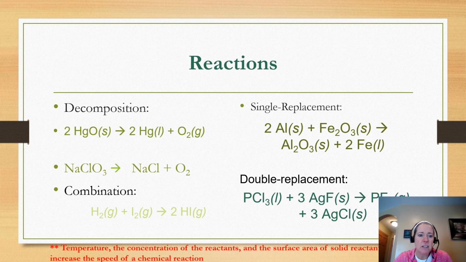Another note that I have down here: temperature, the concentration of reactants, and the surface area of solid reactants do increase the speed of the chemical reaction. Those are the 3 things that increase the speed of the chemical reaction.